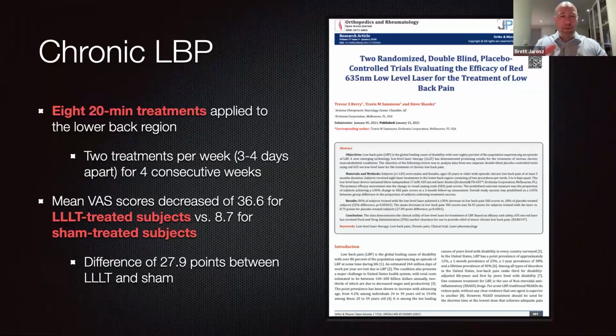But Trevor was the primary investigator in this, and they did 2 treatments per week for 4 consecutive weeks. And they showed that they could get a pain score decrease of 36.6 for the low-level laser-treated subjects versus 8.9 for the sham. Now, what was the sham? The sham was using a 635 nanometer LED. So it was still laser therapy. And I'll show you the graph. So people still got better. They just didn't get as good results as they got from the laser.